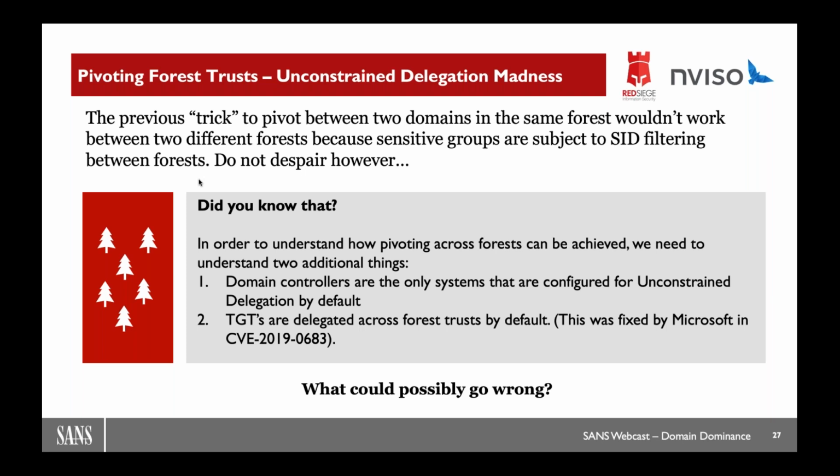Now, initially, Microsoft had kind of a response to that, saying, well, it's kind of by design. But then they also realized, wait, the initial statement was a domain is not a security boundary, but a forest is supposed to be a security boundary, right? So that's something that we do need to fix.